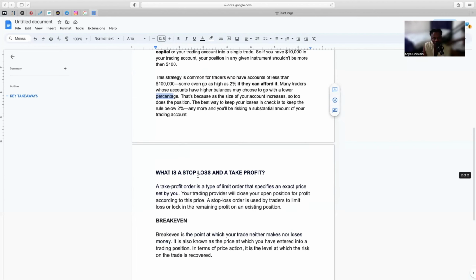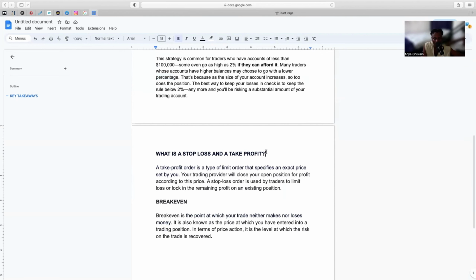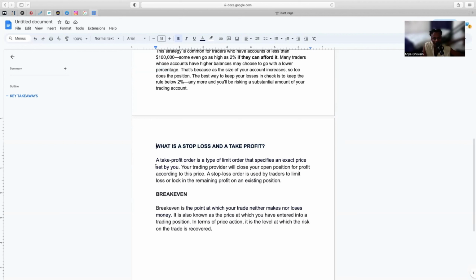Good. Now, let's look at stop losses and take profit. What is a stop loss and a take profit? A take profit order is a type of limit order that specifies an exact price set by you. Your trading provider will close your open position or profit according to this price. A stop loss order is used by traders to limit loss or lock the remaining profits in an existing position.